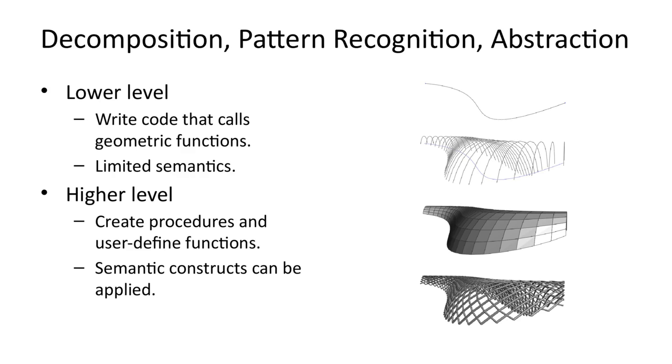At the lower level, we are writing code that calls geometric functions. In this example, we might write code to generate a series of polylines. We then loft those polylines to create polygons. And finally we replace each polygon with two tubes.